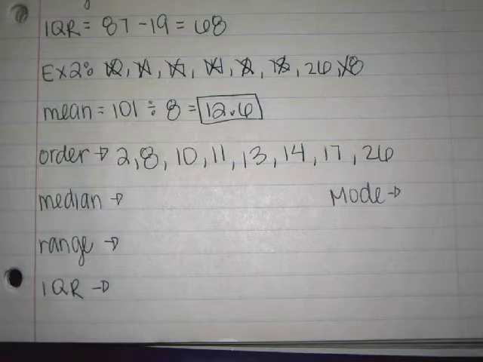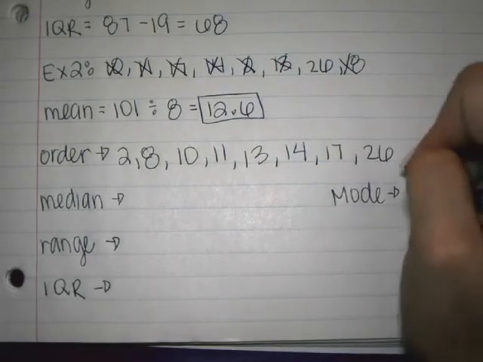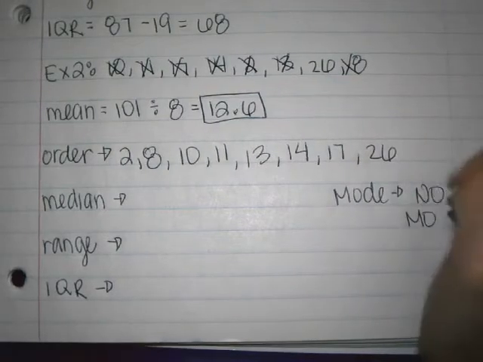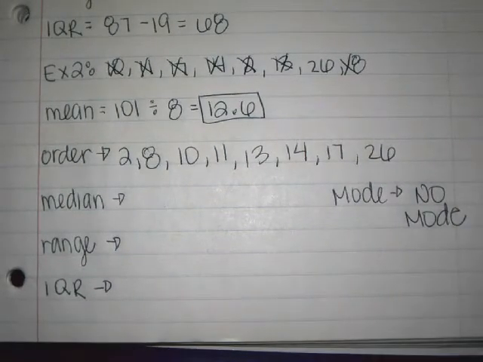Okay, let's go to mode. What's my mode? There is no mode. You are correct. Because there are no numbers that appear more than once, there is no mode. Is that understood? You can have 2, 3, 4 modes. You can also have no modes.